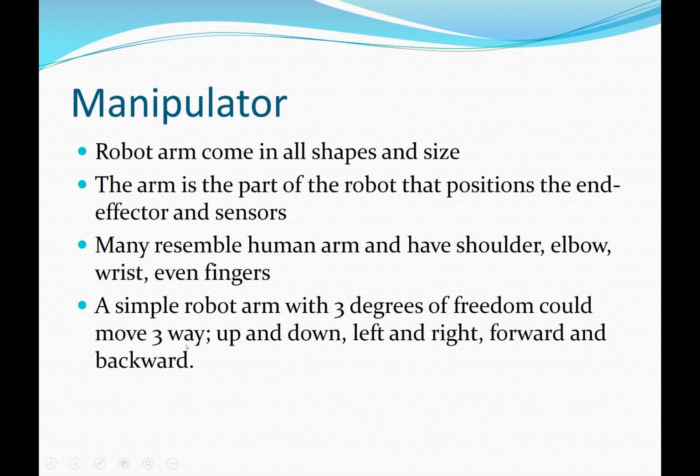A simple robotic arm has 6 degrees of freedom, 3 up, 3 down, 3 left and right. The robotic arm that we had had 3. A simple up, down, left, right, forward, backwards would be 3 degrees of freedom. If you look at something with a shoulder type joint, then of course it has a huge number of degrees of freedom. The human shoulder and the human hip have a huge number of degrees of freedom.